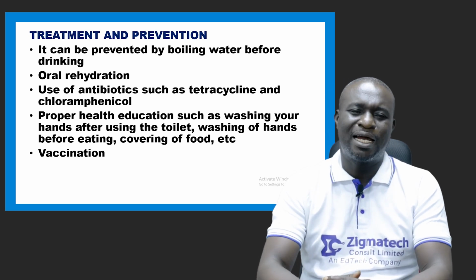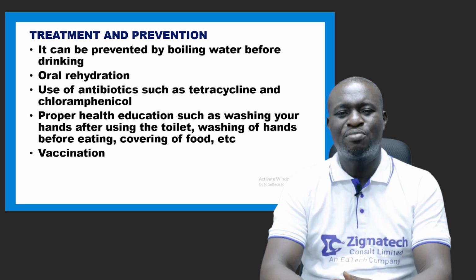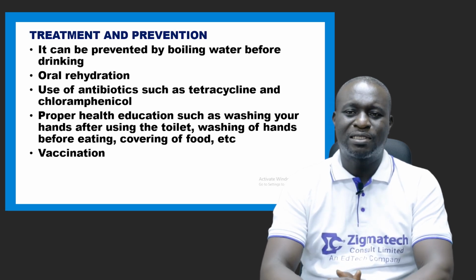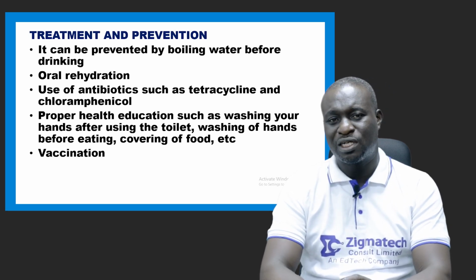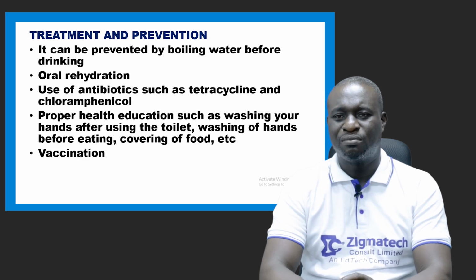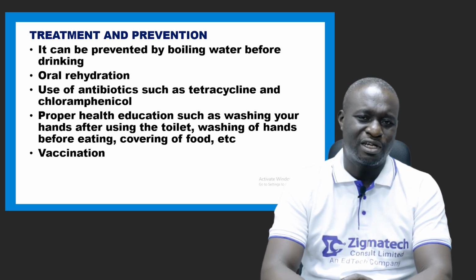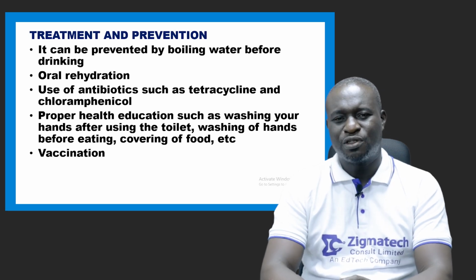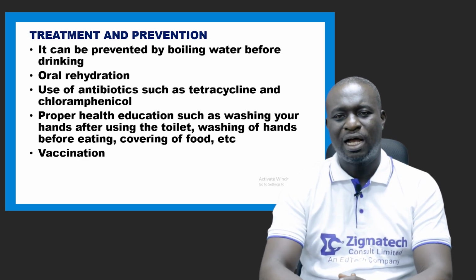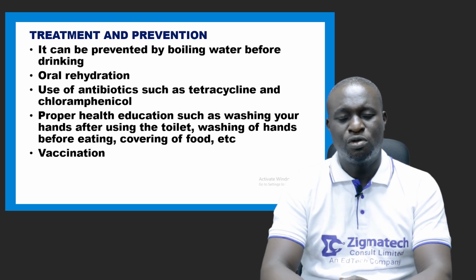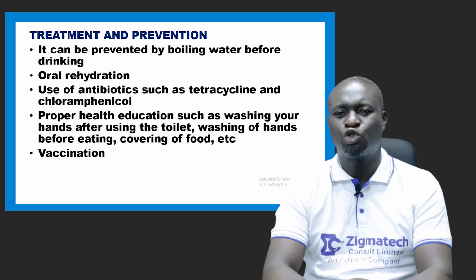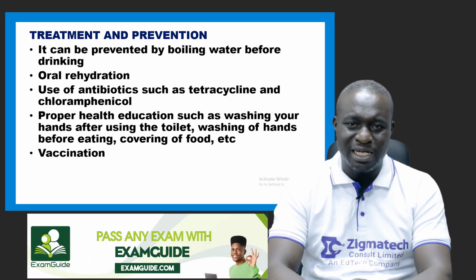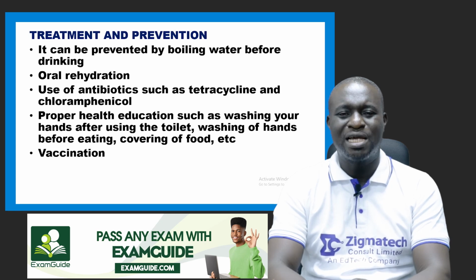Then we have treatment and prevention. Now, one of the ways to prevent cholera is by boiling water before drinking it. Most of the sources of water we have here in Africa, mostly in Nigeria, may not be totally free or clean. Most of them are actually contaminated. And so one of the best ways to avoid or prevent cholera is to boil your water before drinking it. Next one is oral rehydration.